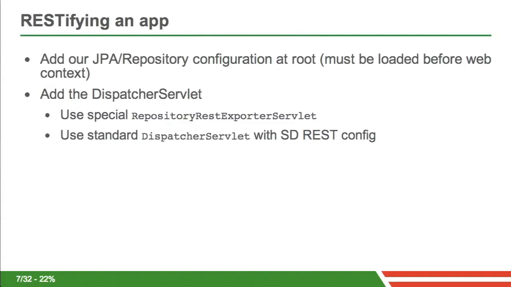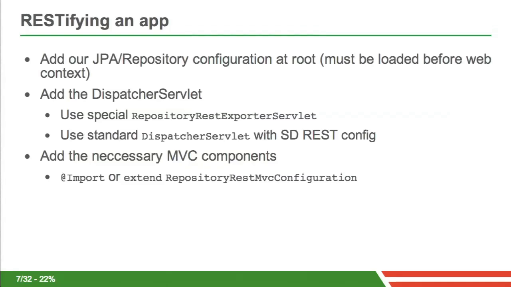And we can either use the specific servlet that is just a subclass of dispatcher servlet that sets two properties so that you don't have to do it in your code, or you can set up the dispatcher servlet yourself, and I'll show you both ways to do it. They're equally valid. That's the only thing that you need to do to get whatever is in your repositories exported.